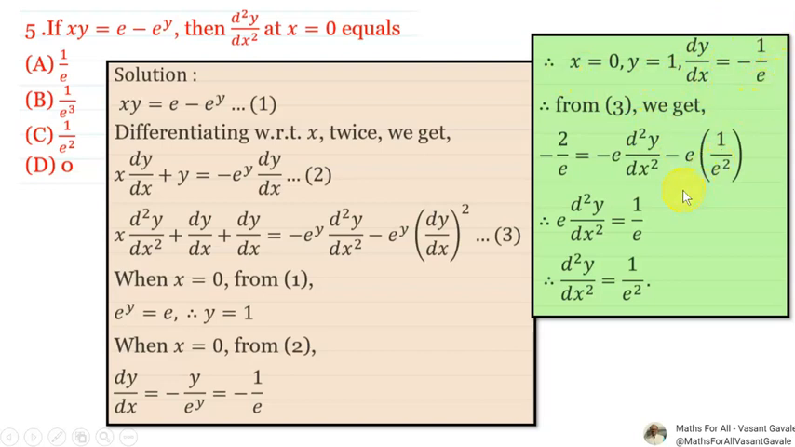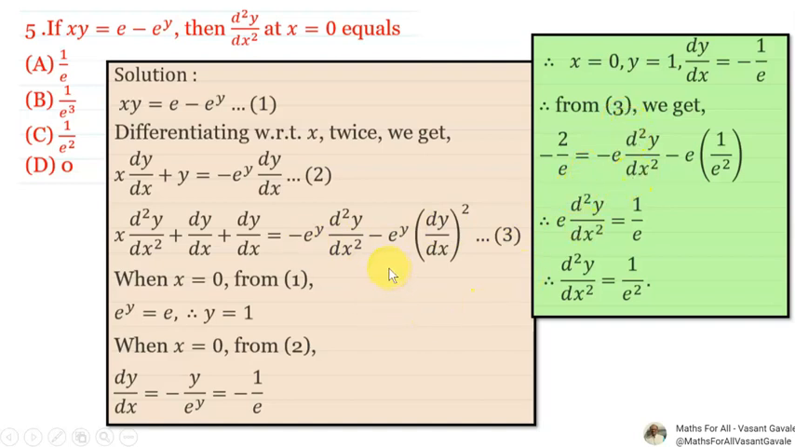आता या सर्व व्हॅल्यूज आपण त्या सेकंड डेरिव्हेटिव्ह मध्ये सबस्टिट्यूट करणार, because we want to find out the value of d2y by dx square. ओके, आता इथे x is equals to 0 म्हणजे हे सगळं होल टर्म या ठिकाणी 0 होणार. The value of dy by dx is minus 1 upon e. Minus 1 upon e, minus 1 upon e. Then you will get here minus 2 times e. हे पहिलं टर्म इथे 0 झालेलं आहे. Next, the value of y is 1. Therefore, you will get here minus e d2y by dx square.